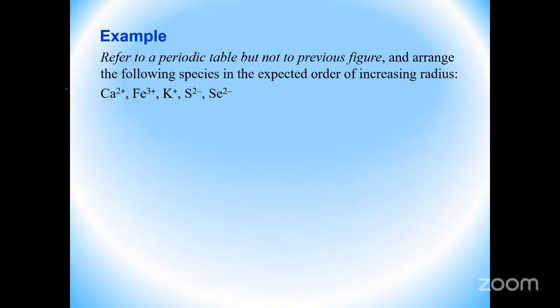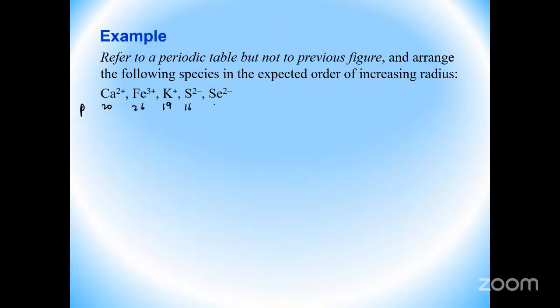All I have to do is look at the number of protons. The one with the greater number of protons for the same number of electrons would be the smaller ones, right? So in the case of calcium, let me do the protons first. In the case of calcium, the number of protons would be 20. In the case of Fe3 plus, what's the atomic number of Fe? Okay, so this would be 26. Potassium would be 19, and sulfide would be 16, if I remember correctly.